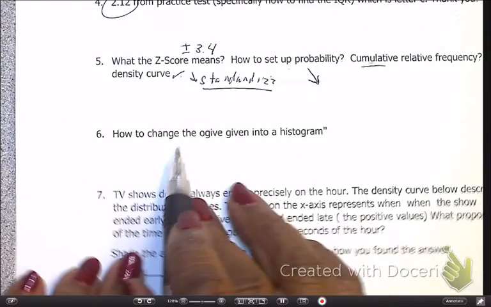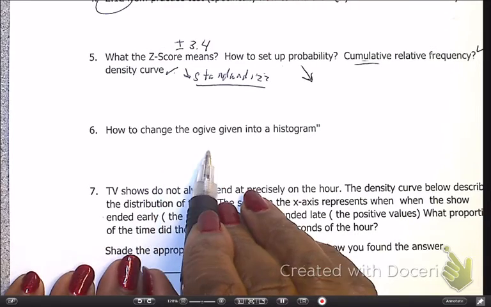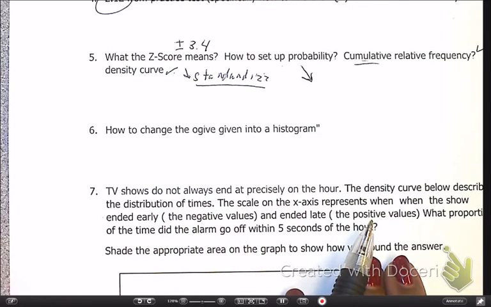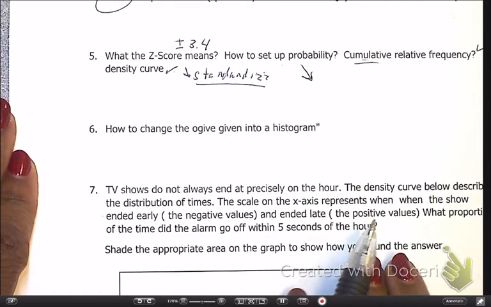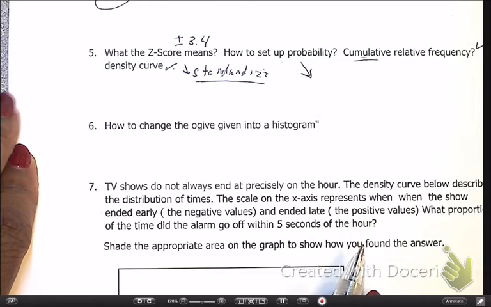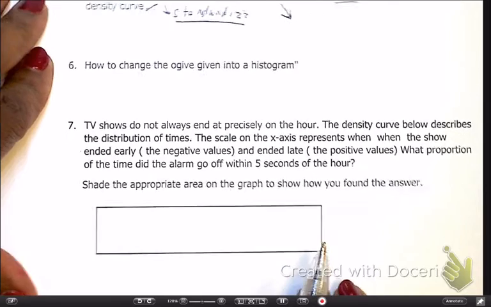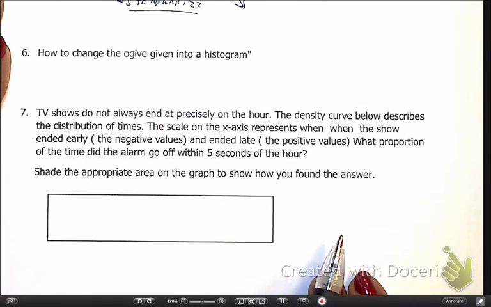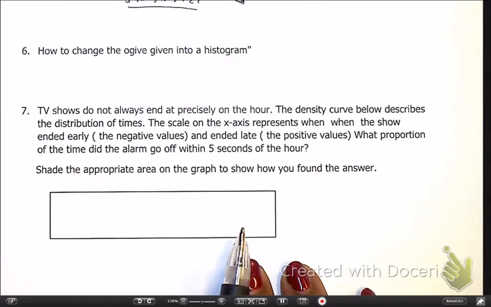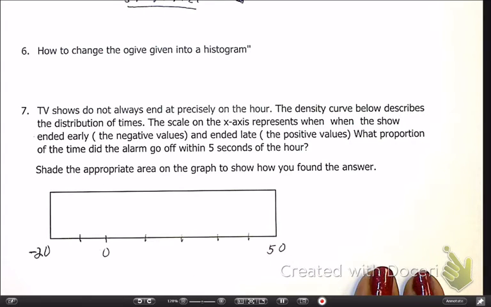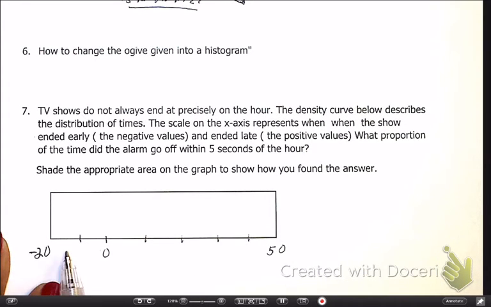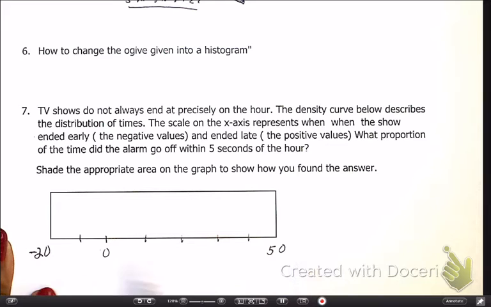Okay, I'm not going to talk about how to change an ogive to a histogram because it's not relevant. And the reality is, this thing is already 17 minutes, so I need to move faster. So please take a moment and write this down as we look at number 7. Also don't forget, I just added this. Put your markings here.